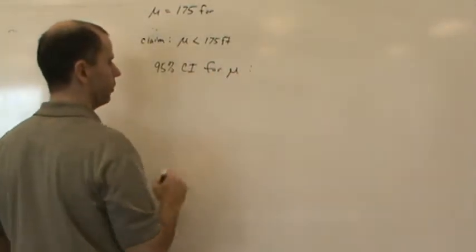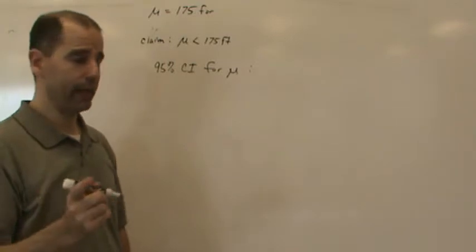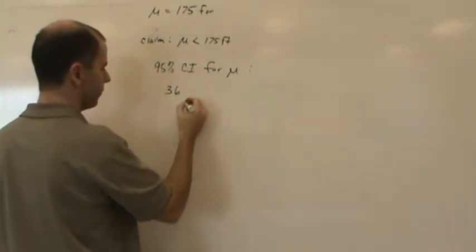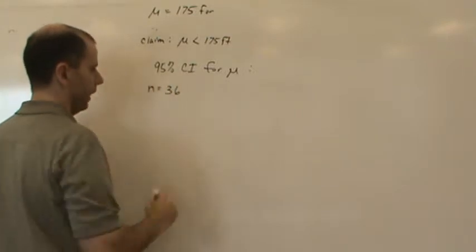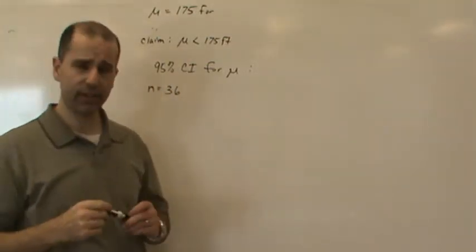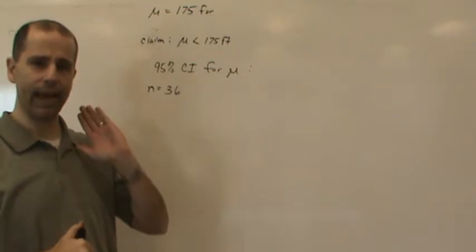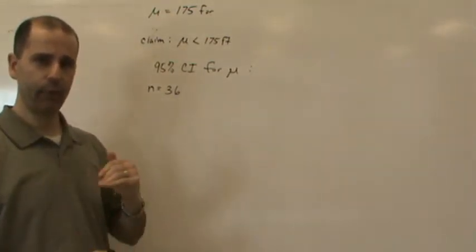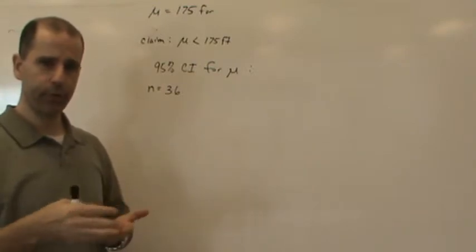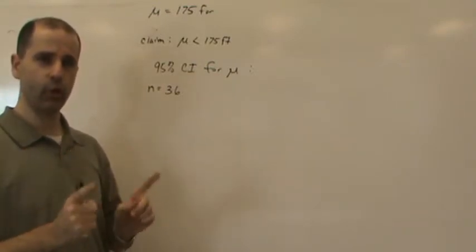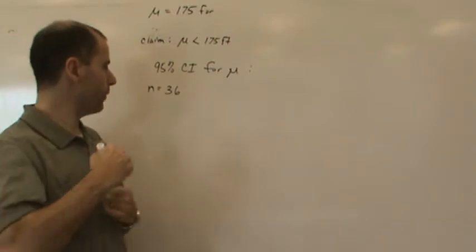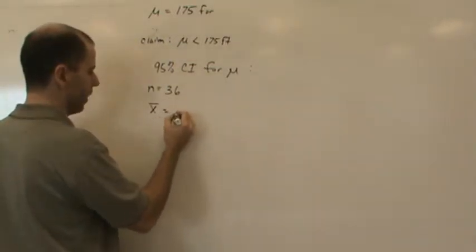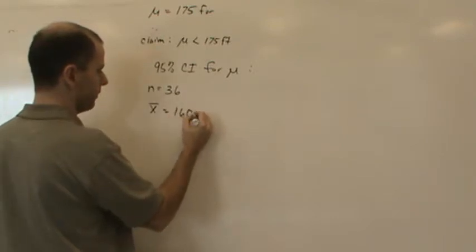Now, let's say we collect data on 36 cars. So we randomly select 36 cars, have them go 60 miles per hour, and then we slam on the brakes and measure the skid marks for all 36 cars with the new braking system. And we find that the average braking distance for all 36 cars is 160 feet.